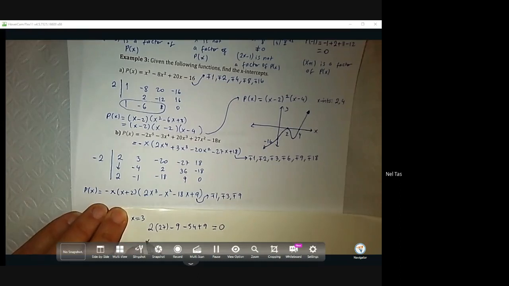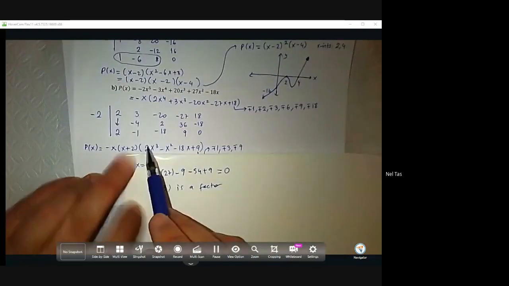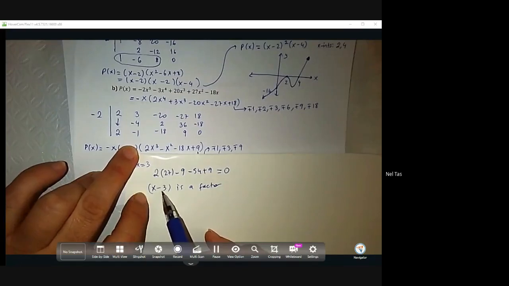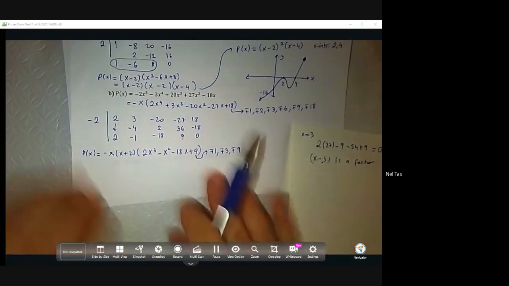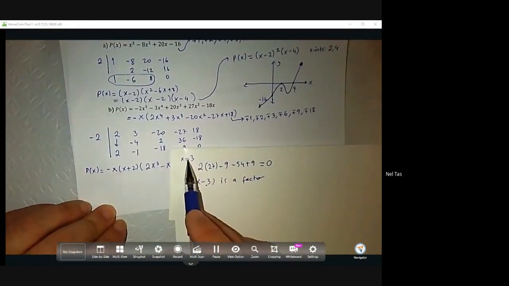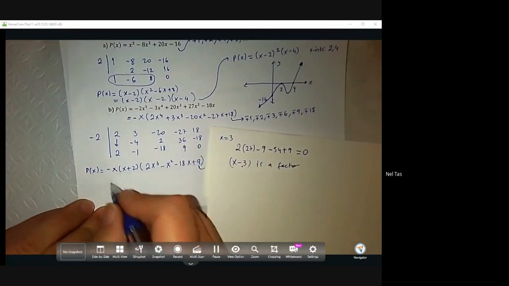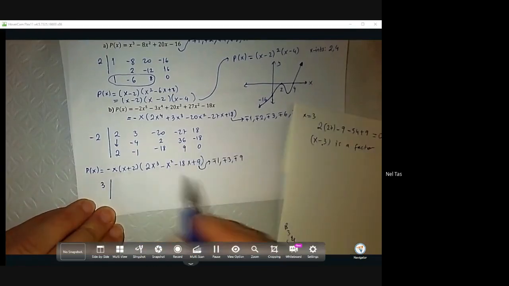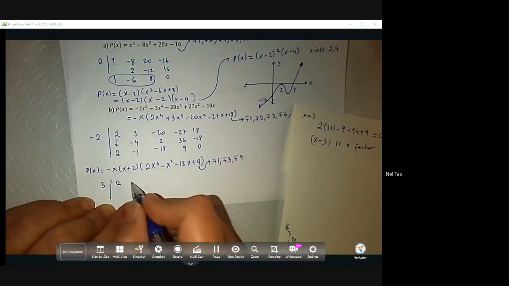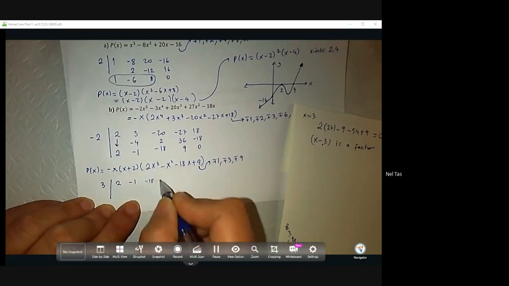So then this is telling you that x minus 3 is a factor. Okay? X minus 3 is a factor. Then now we can divide this polynomial by x minus 3 to factor it further. So let's do that. So we said x minus 3 is a factor. So now x equals 3 is going to be on the left. And we are going to take the coefficients of this polynomial, 2, negative 1, negative 18, 9.